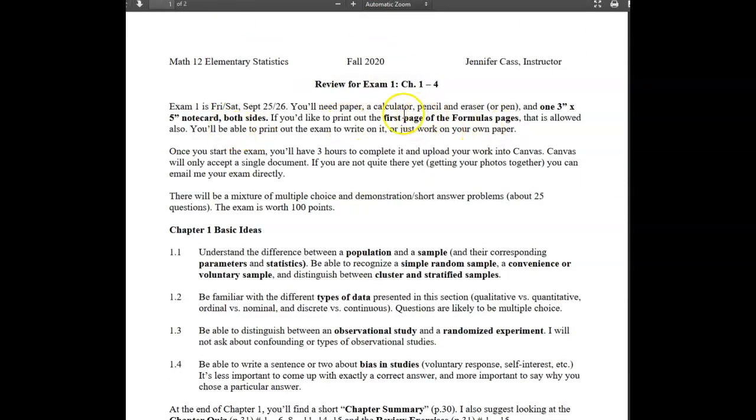All of that was just the first paragraph. As it says here, once you start the exam, you'll have 3 hours to complete it and upload your work into Canvas. Canvas will only accept a single document. If you're not quite there yet, getting your photos together, you can email me your exam directly. And there will be a mixture of multiple choice and then demonstration or short answer problems, about 25 questions, and the exam is worth 100 points.